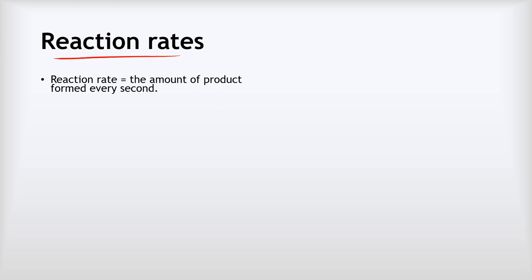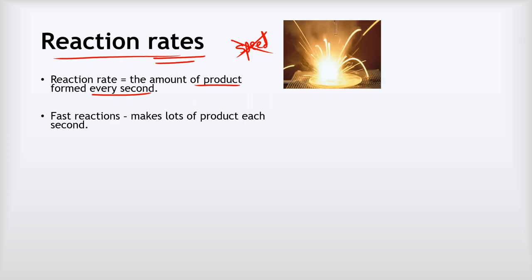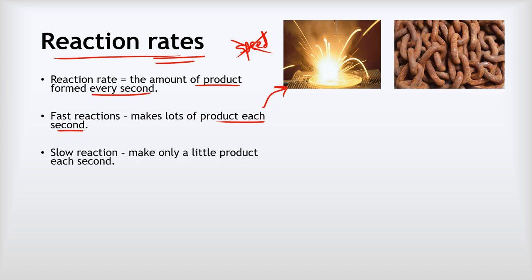Now, the rate of a chemical reaction is the amount of product formed every second during that reaction. You can think about it as the speed of a reaction, but don't use that word. Use this word rate, because speed is the distance moved every second, according to physics. Now, some reactions are very fast, which means they make lots of products each second. A good example of that is something like an explosion, like you can see happening there.